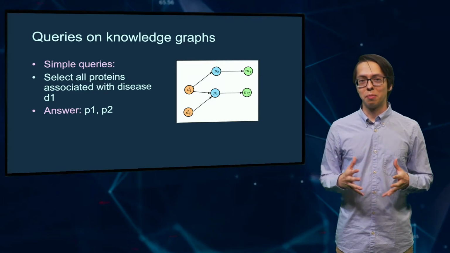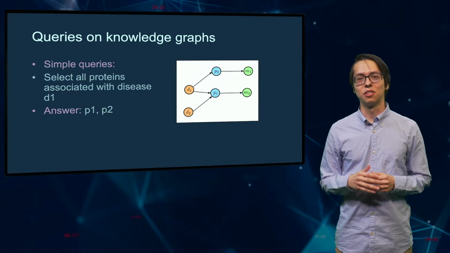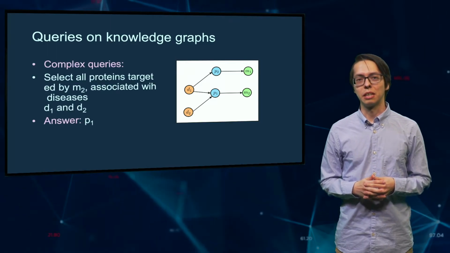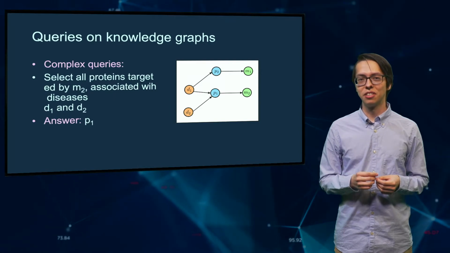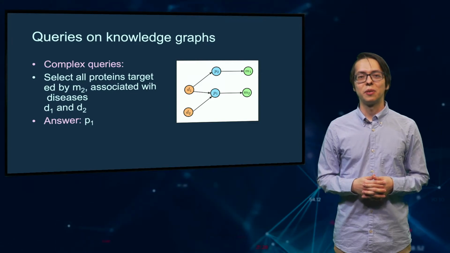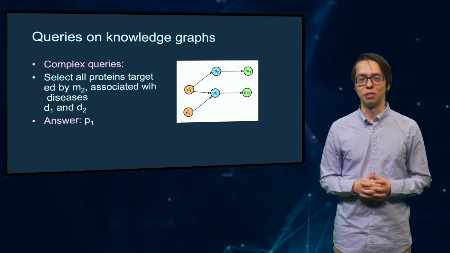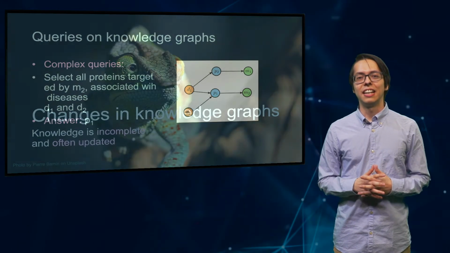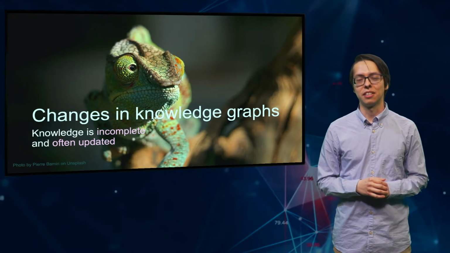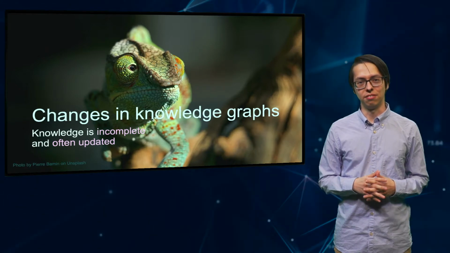We can also put more arbitrary constraints in the query involving multiple entities. This leads us to complex queries. This query is looking for all proteins targeted by medicine M2 and associated with diseases D1 and D2. By observing the graph, we can see that protein P1 meets these conditions, and so it is an answer to the query. In general, any useful system for query answering should be able to cope with queries ranging from simple to complex, so that the knowledge in the graph can be employed effectively.